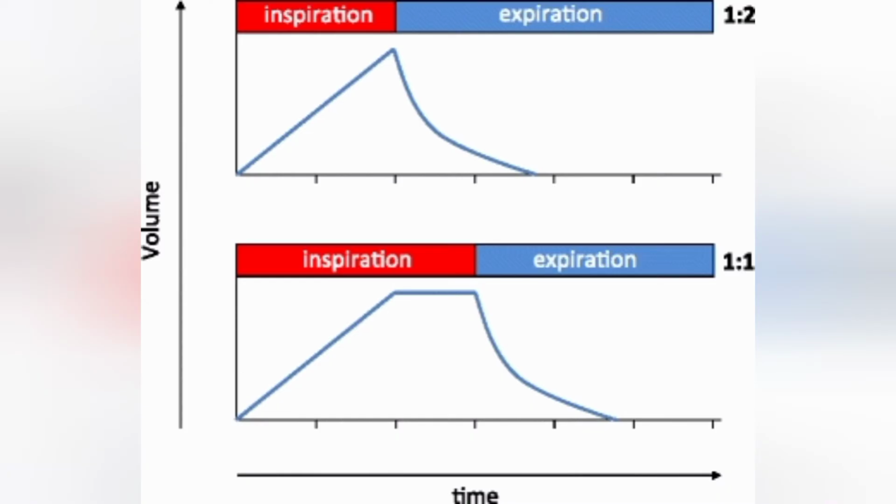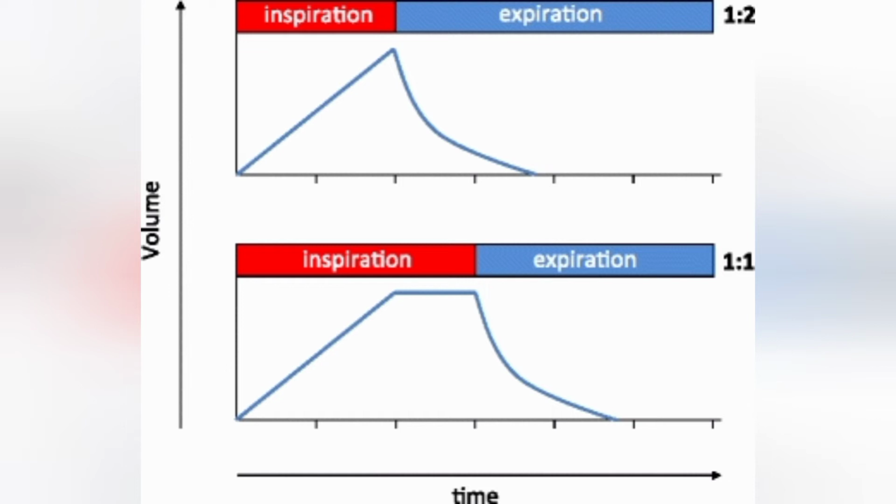Next is IE ratio. IE ratio refers to the ratio of the inspiratory portion compared to the expiratory portion of the breathing cycle. Normal IE ratio varies from 1:2 to 1:4.